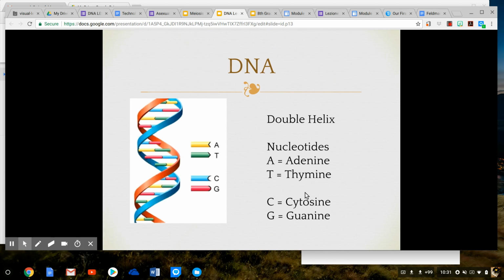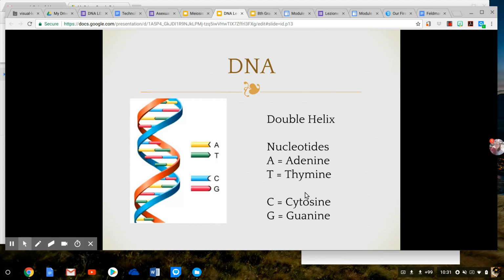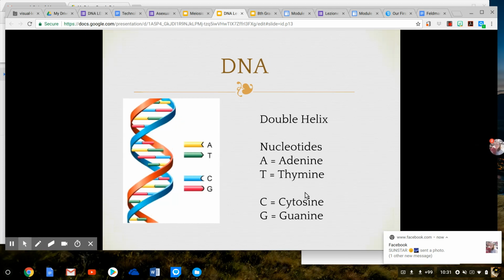So this is what the DNA strands look like. It's two strands that are joined together. It's called the double helix. The double helix features nucleotides. We have adenine, thymine, cytosine, and guanine. Okay, so A, T, C, and G.